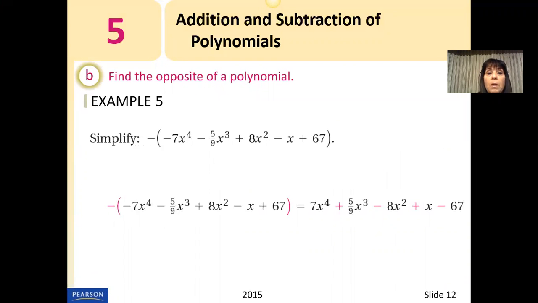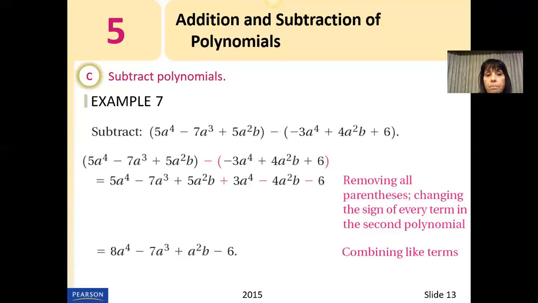So for example, in this one, if I wanted to find the opposite, I would indicate that by having a negative in front of the entire polynomial, as you can see. And then if I want to find the opposite, I will go through that entire polynomial and I will change each sign. So the first sign became positive, the second became negative, the third became negative, and so on. So every sign of the polynomial that we started with becomes its opposite.